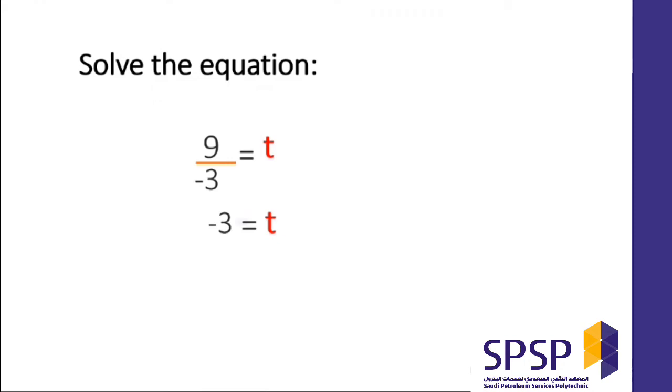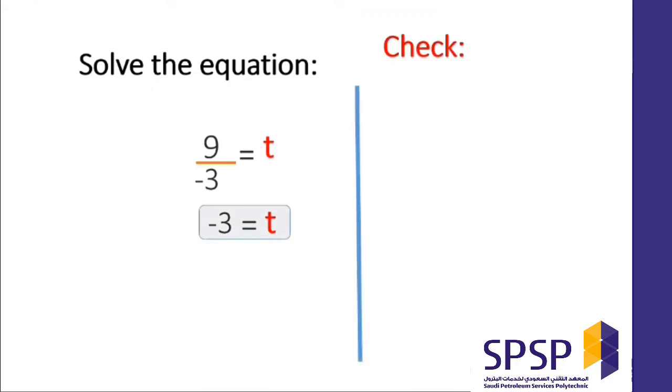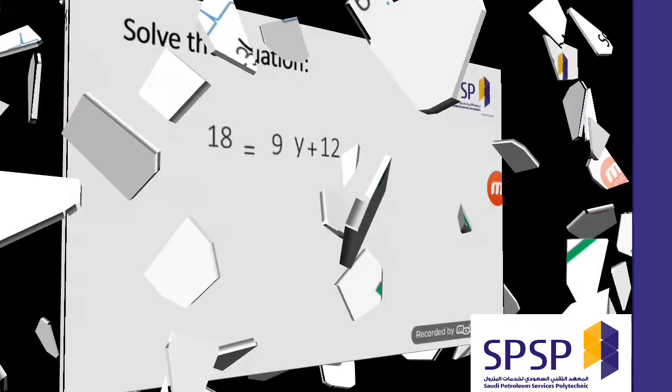How can we check? This is the original equation, and we can put t within brackets. The value of t is negative 3. Then we check negative 3 times negative 3, which is the right hand side, is 9. Does it equal the left hand side? 9? Yes. That means it checks.